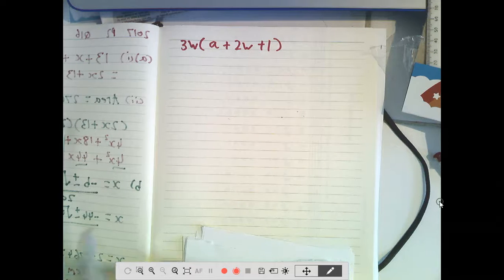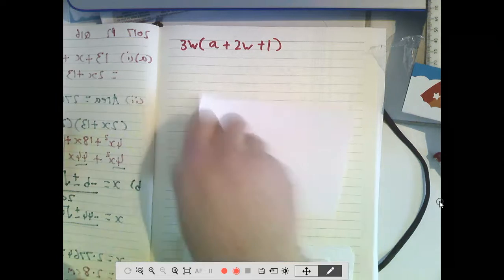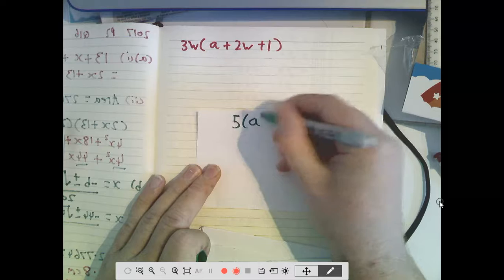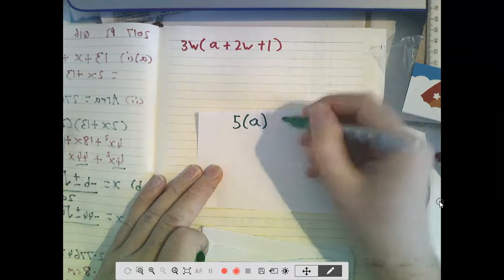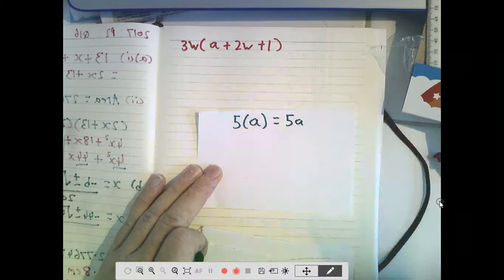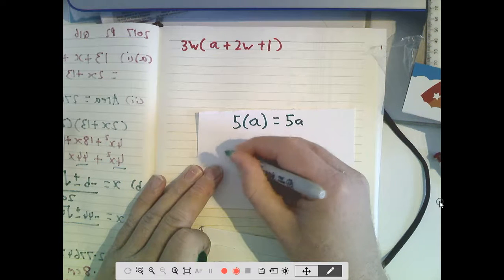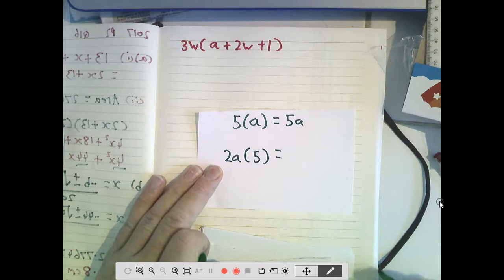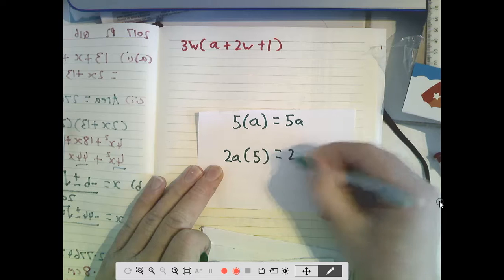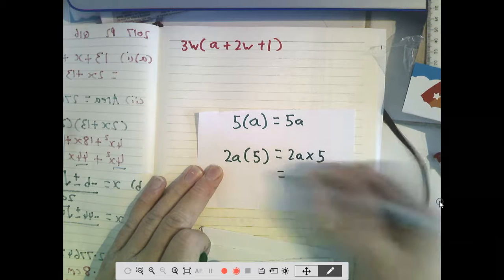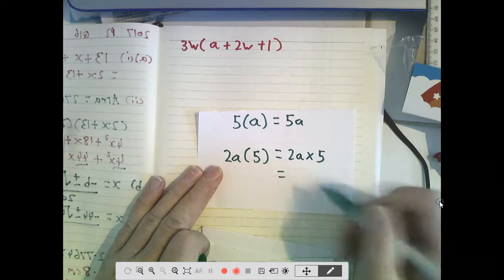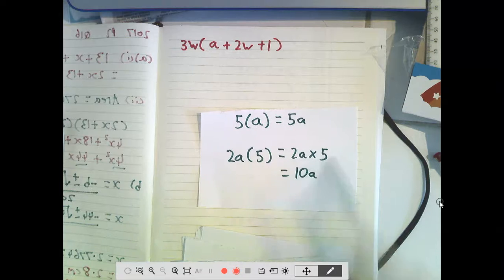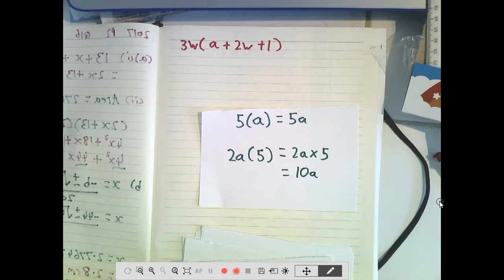Okay, so with that in mind, can you have a go at this one? So I want you to do 5a. The answer is 5a. What about 2a times 5? Well, if you've got 2a and you're timesing it by 5, you're going to have 10a. Okay, so we've just done 2 times 5 is 10, and we've got a there as well.